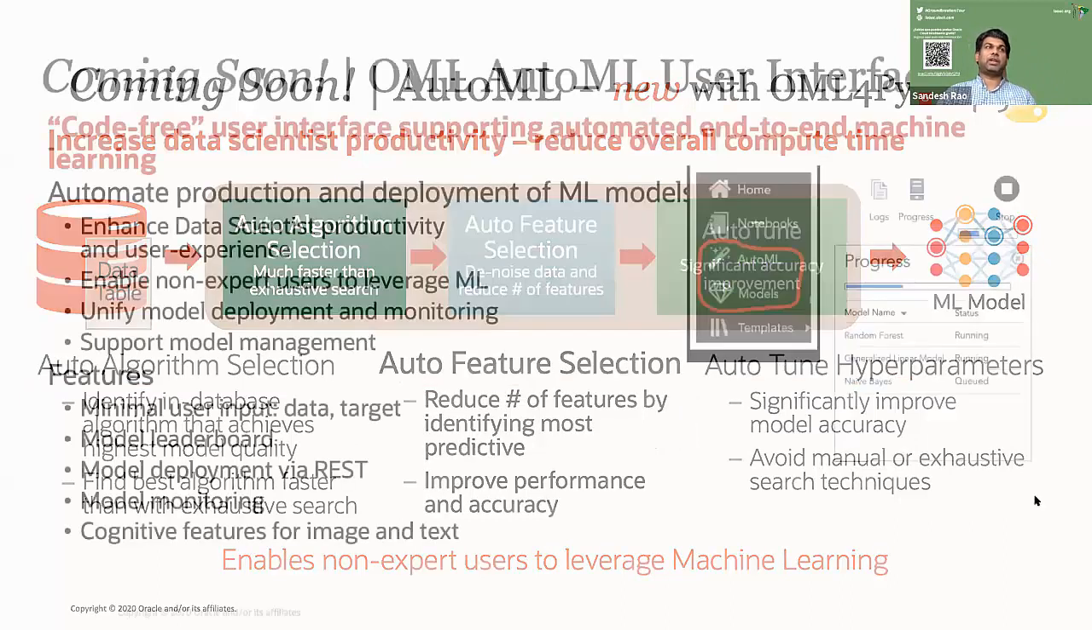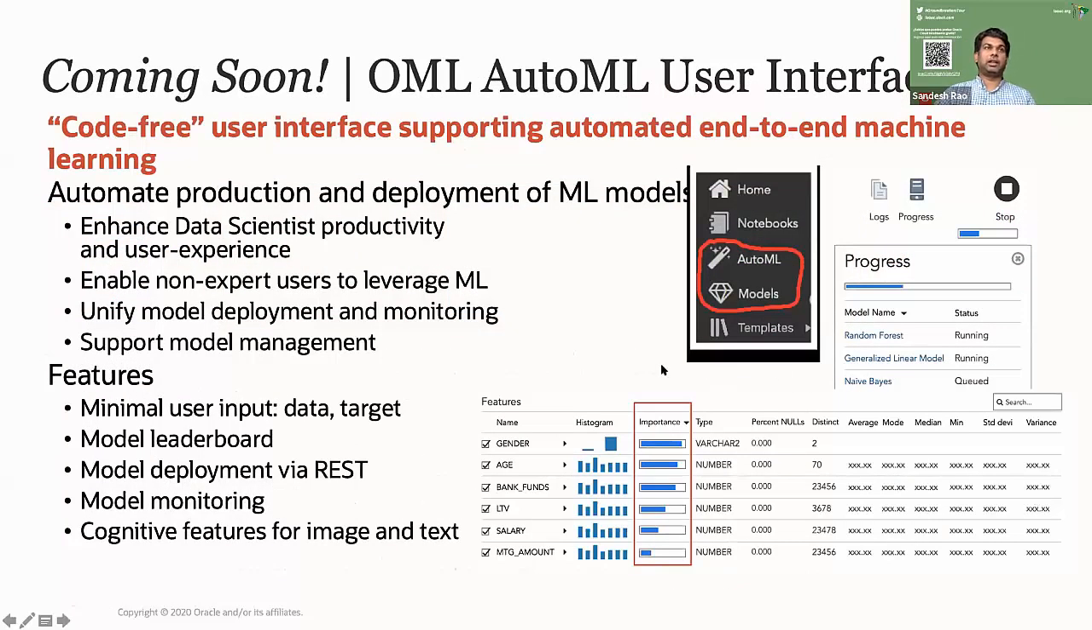Good news for that. We're coming up with this thing called AutoML in the Autonomous Database Cloud. Now, what is this thing going to do? Here's an example of some data that's loaded. It's automatically calculated the importance using AutoML. And this is an example of running different models for different algorithms, and it does it all automatically. You don't have to do this.